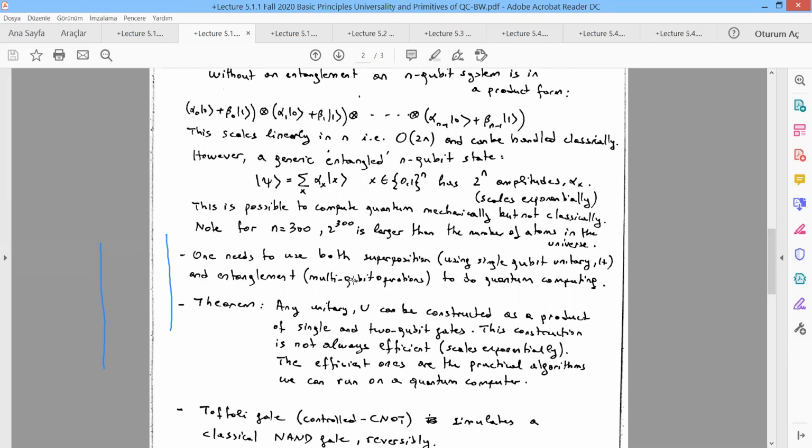There's a theorem: any unitary operator U can be constructed as a product of single and two qubit gates. So we are going to see that we can build what we call universal gate sets. In other words, the set of single qubit and two qubit gates that enables us to construct all unitary transforms or Boolean operations.